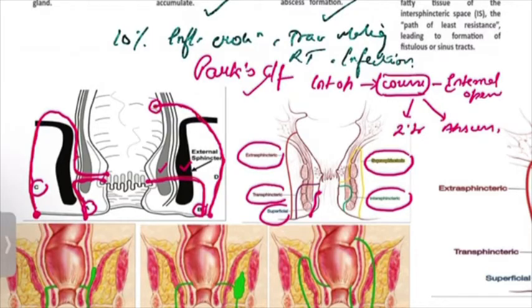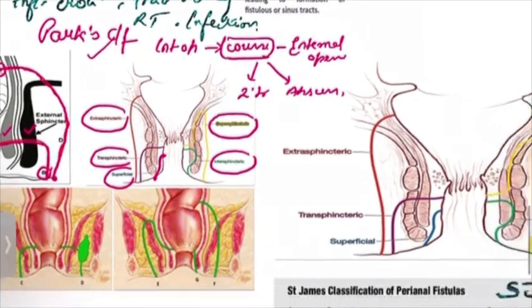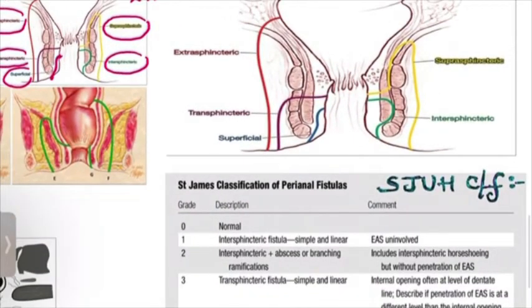But now, what we follow is the St. James University Hospital classification of perianal fistula, popularly known as SJUH classification. According to it, first of all, it is based on MR imaging, and that too particularly on the axial images.